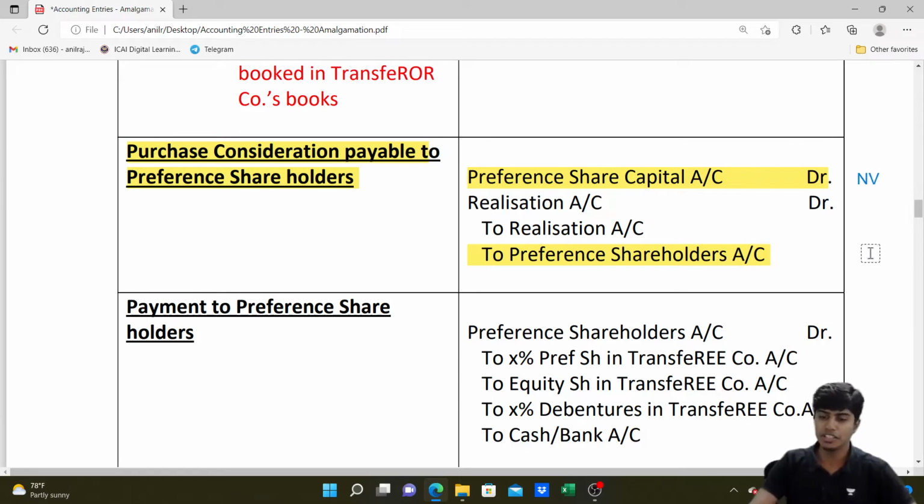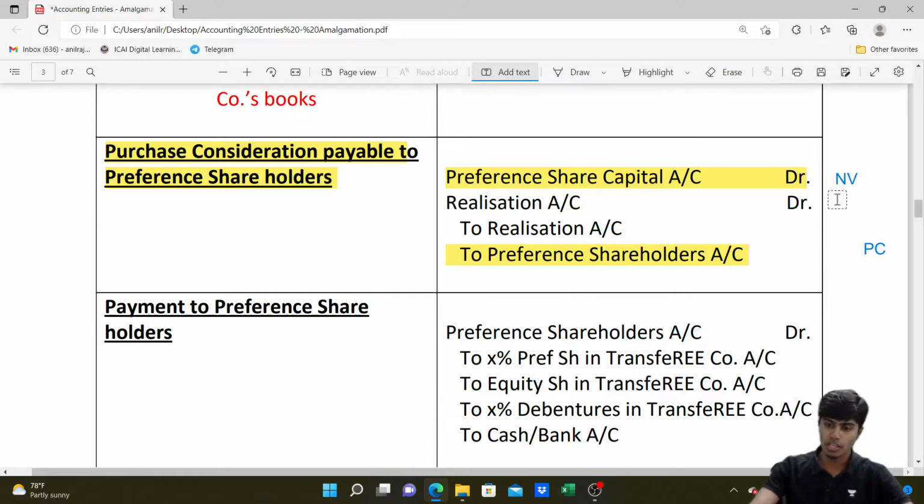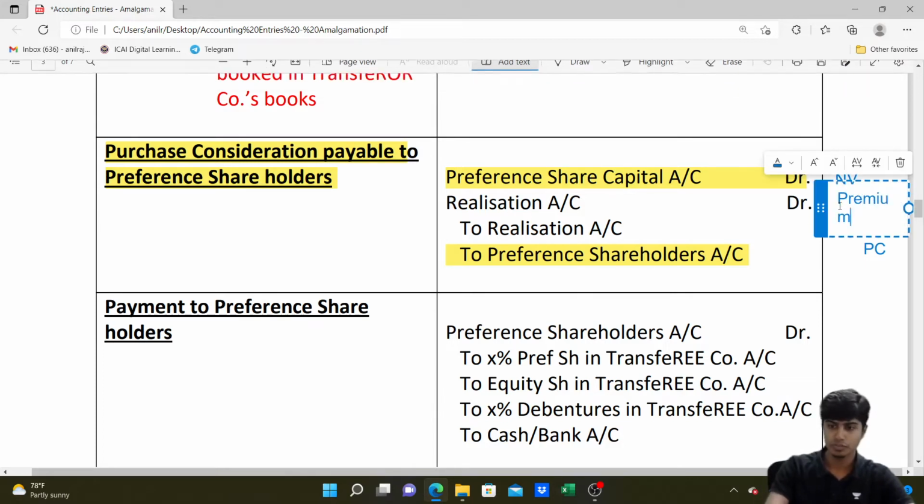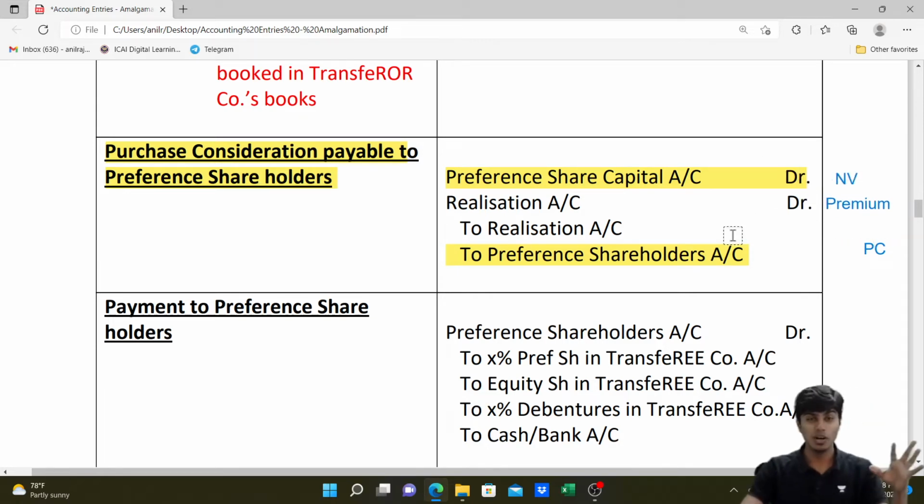But the preference shareholder account I'm crediting will be at the purchase consideration amount that I'm supposed to pay to them by way of the exchange ratio or whatever. This nominal value and PC need not be the same. Sometimes we might have to pay more than nominal value. If we pay more than nominal value, that is what we call premium on redemption. This premium on redemption is an expense. Expense on liquidation, you will debit to realization. Any expenses will be debited to realization. It doesn't matter what expense it is.